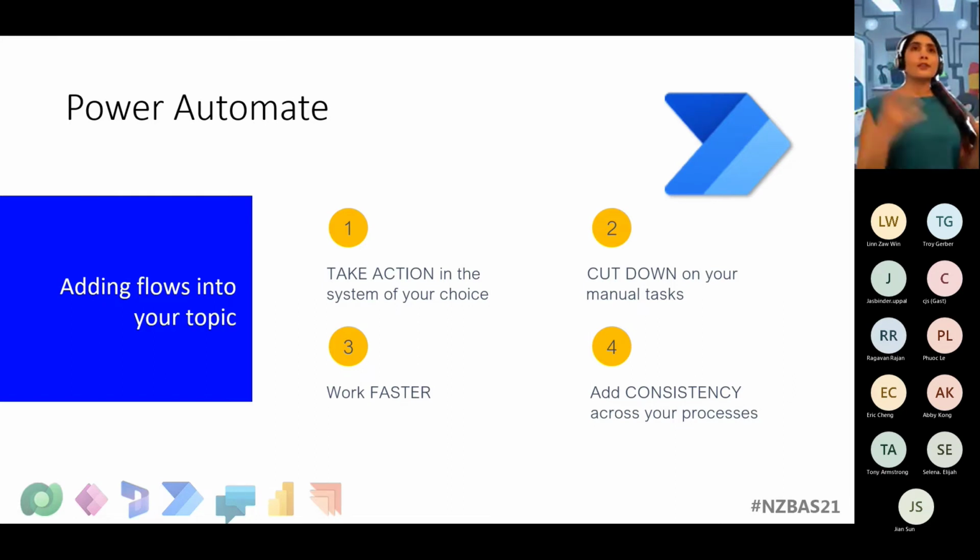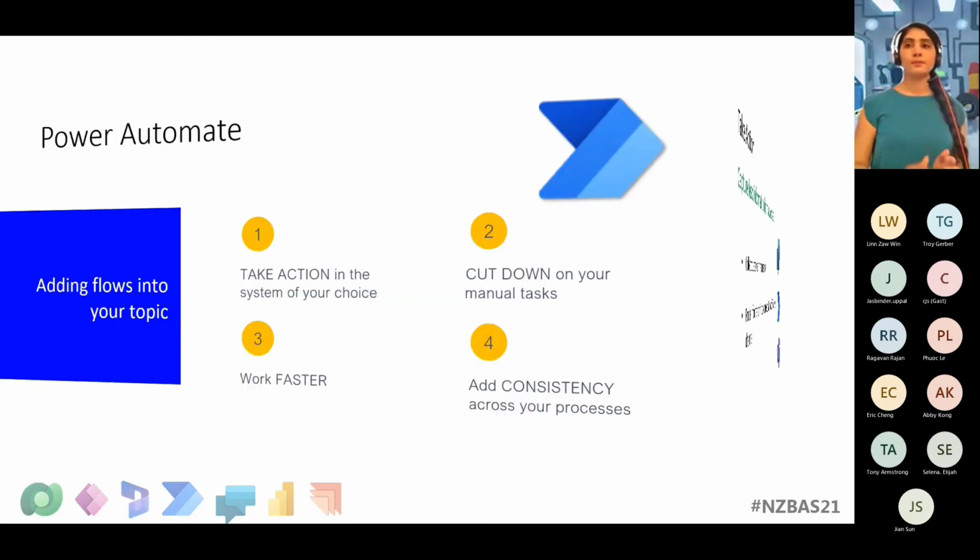So with this, we can add flows, which are the processes that we build with Power Automate. We can add them throughout our conversations with our chatbots. So our bots can take action for us in the systems that we use. We can work smarter, cut down on manual tasks, and of course, makes this a whole lot more consistent for us as well.